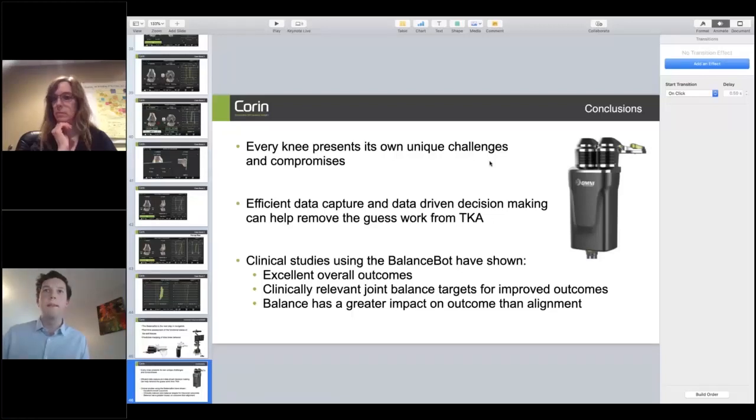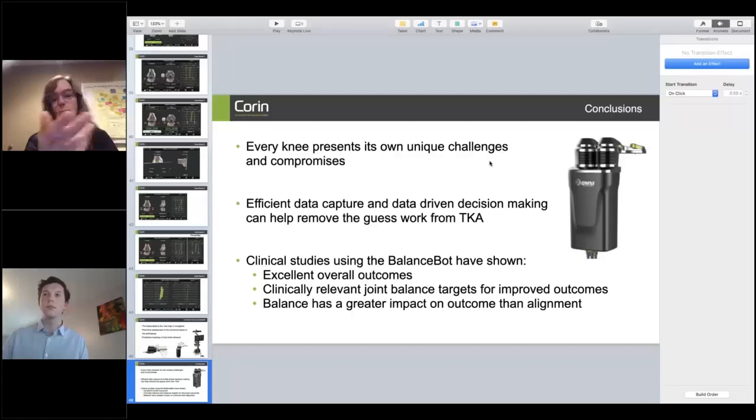One of the unique aspects of you, Dr. Randall, is that you're one of our biggest PS users. I was wondering if you could comment on the use of this system with a PS knee. Sure. It's very easy to use with a PS knee. Just a couple of additional steps.